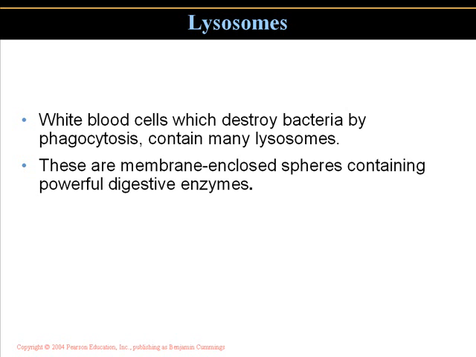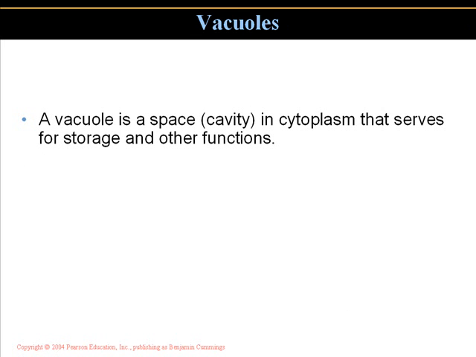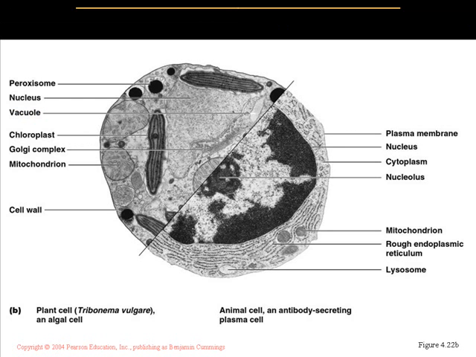Now, lysosomes. White blood cells, which destroy bacteria by phagocytosis, contain lysosomes. The membrane-enclosed spheres contain powerful digestive enzymes. This illustration demonstrates the lysosomes inside the cell. A vacuole is a space or cavity in the cytoplasm that serves for storage and other functions. Again, this electron micrograph depicts the vacuoles as the empty spaces inside of the cell.